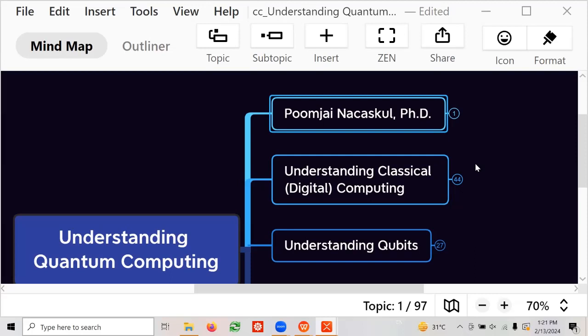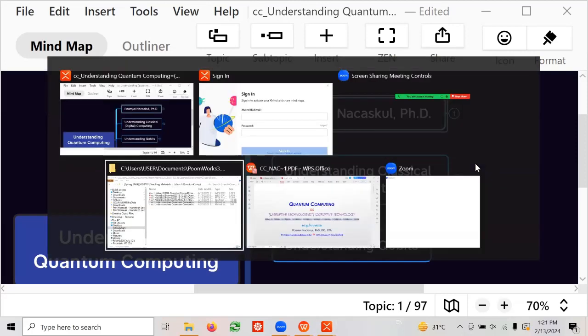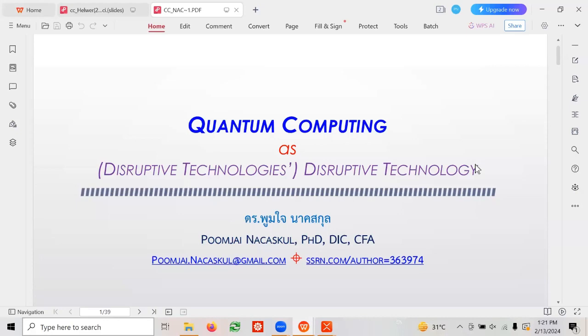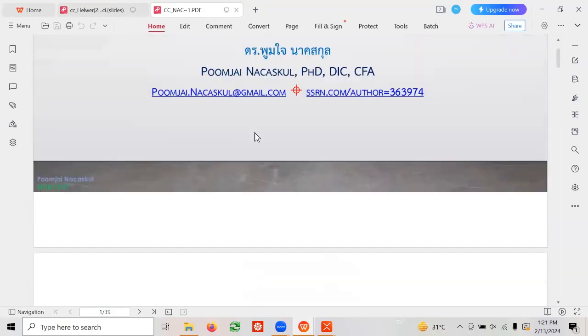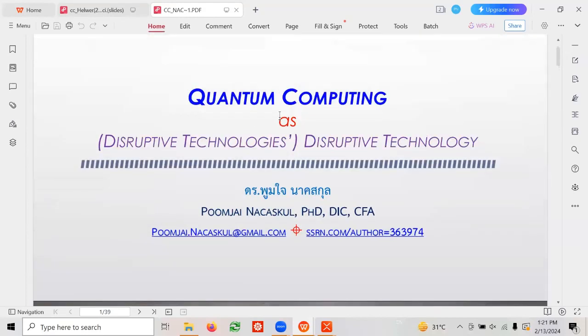Now, the first thing I need you to understand is the word quantum itself. Before we go to quantum computing, I'm just going to give you a hand-waving story of what quantum mechanics is all about for about 5 minutes or so. Well, first of all, the word quantum is derived from quanta, or quantity. It literally means quantity. Quantum just comes from the word quantity.